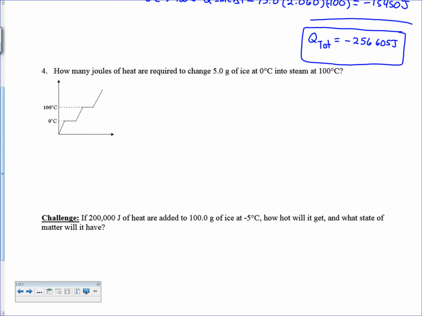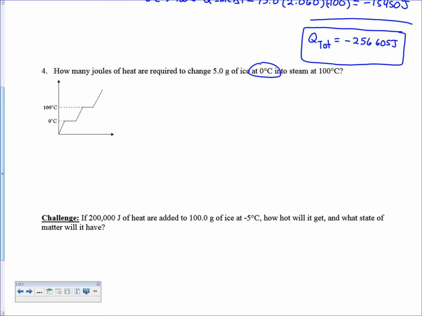This one says, how many joules of heat are required to change 5.0 grams of ice at 0 degrees Celsius into steam at 100 degrees Celsius? So we're starting here. Oh, by the way, I should say, I added this place here where it says at 0 degrees Celsius. I meant to have that in the original version, but I've added it now, so you should make that change to your sheet if it doesn't say it on there already.